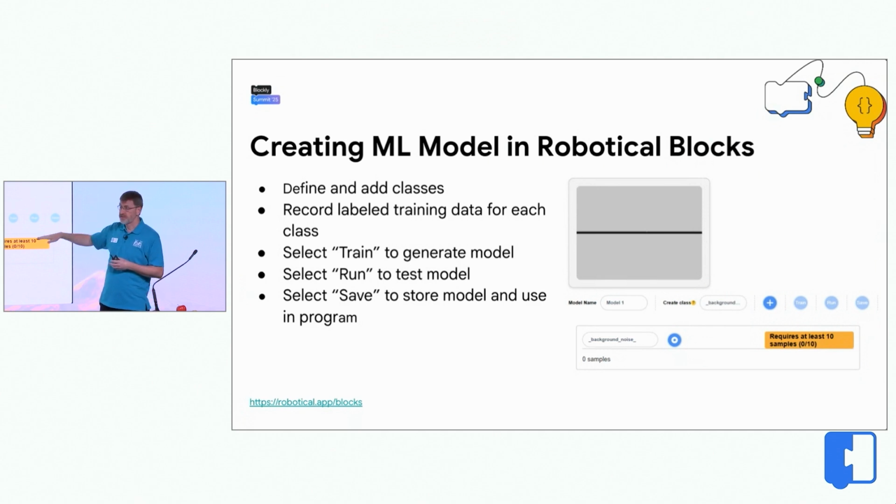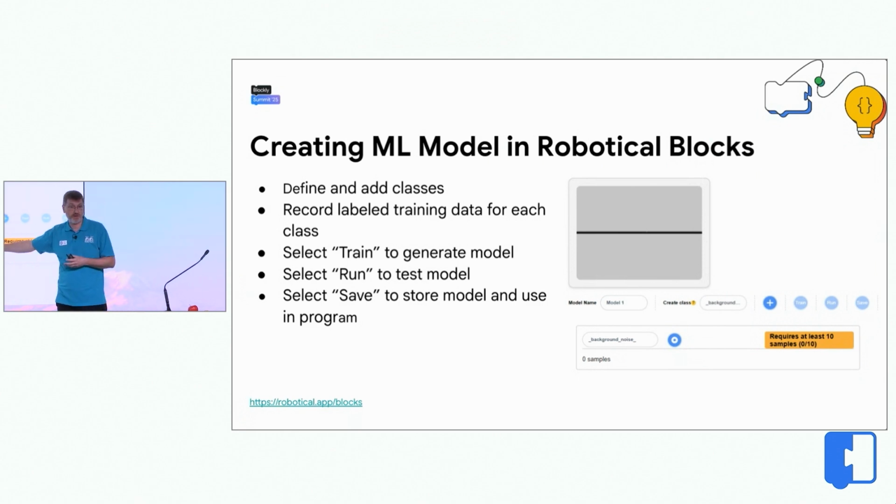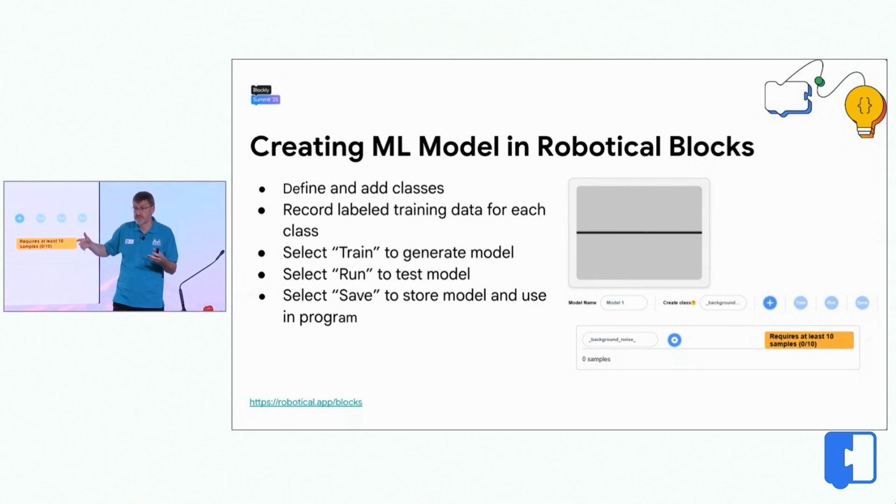As we define the classes, then we have to teach the model what those sounds, images, or gestures are, including in this case what background noise is. So what is quiet? Because the model doesn't even know what quiet is. So we have to teach it everything.